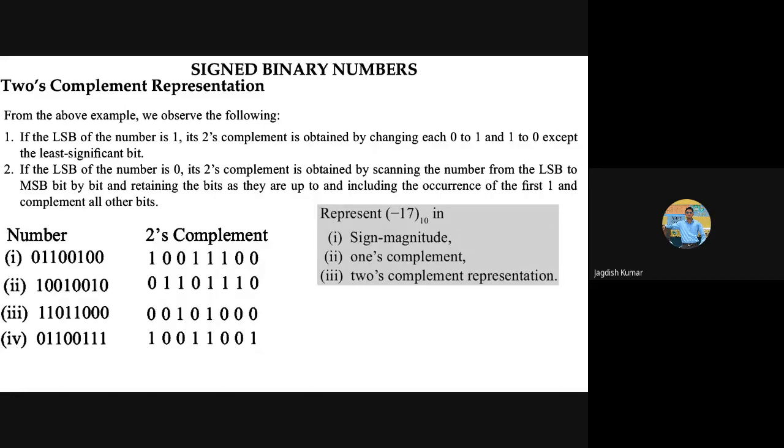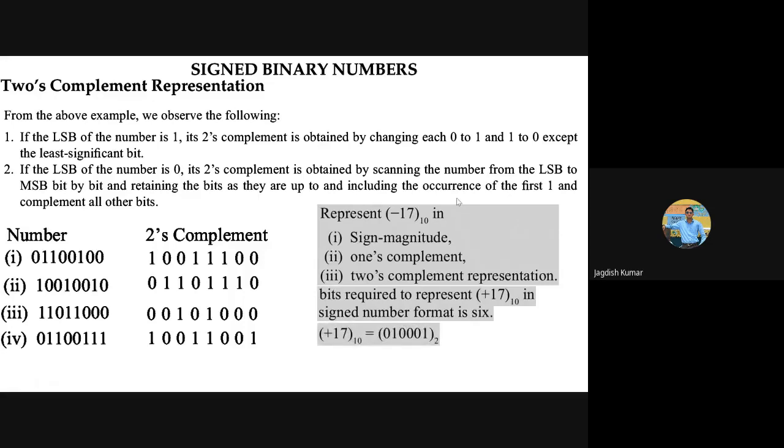Yes, please type your answer in the chat box. Okay, this is 111001 for most of you. Correct? So the sign magnitude representation for plus 17 should be what? It should be, just a minute. Yeah, it should be this, correct? 010001.